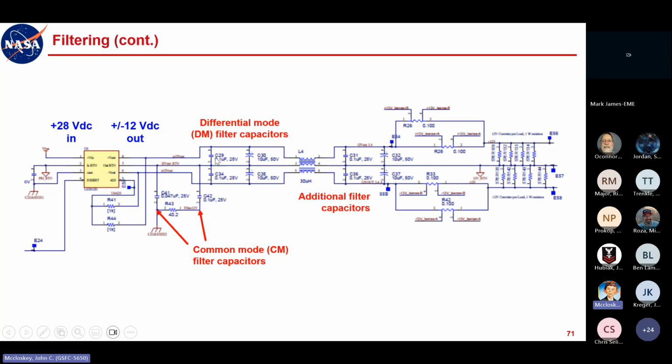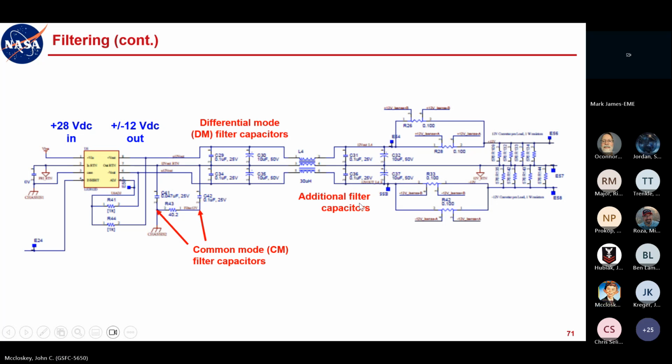So you've got some differential mode capacitors shown here, and stuff that's going to case. Those are your common mode capacitors. And then the chassis ultimately goes back to the return of the converter, right? Now you have a common mode choke here that works against this impedance here. You have some additional filter capacitors.